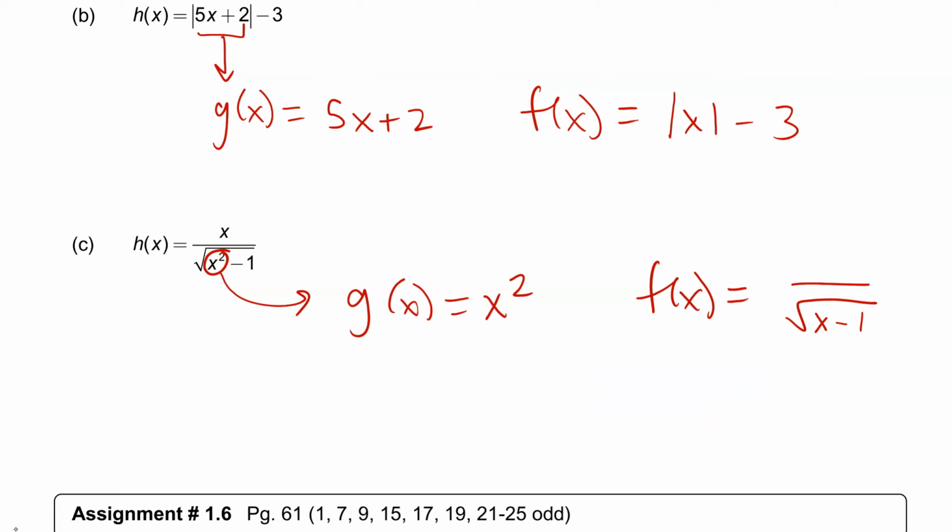The problem is, what the heck do I do to the top? So I need the top to be such that when I plug in x squared, it's actually going to be x. So I have to make this a square root. The top has to be square root of x. That way, when I plug this in, square root and square cancel out, and I'll just be left with an x.